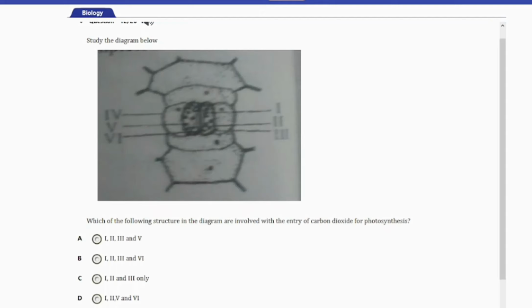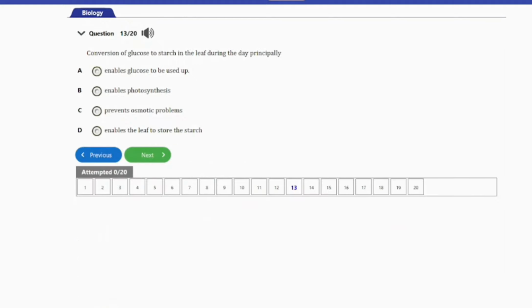Let's go ahead and consider the next question, guys. That's question number 13 here. It says, conversion of glucose to starch in the leaf during the day, principally A, enables glucose to be used up. B, enables photosynthesis. C, prevents osmotic problems. D, enables the leaf to store the starch. So guys, the answer to this question is option D. It enables the leaves to store the starch. So that's it for this question. Let's go ahead and consider the next question, guys.